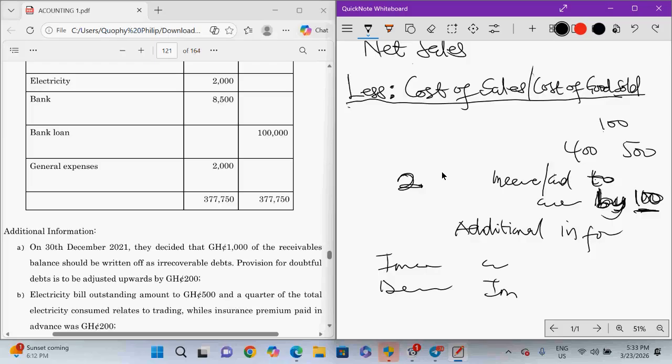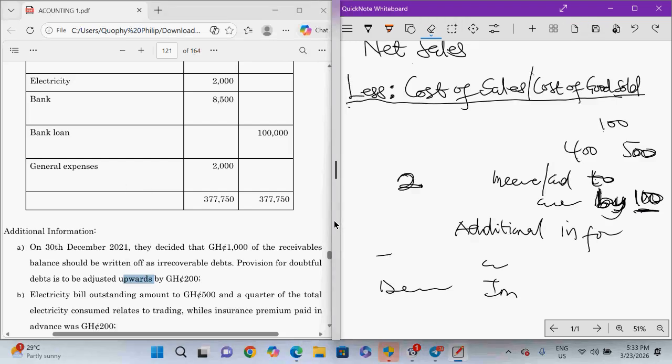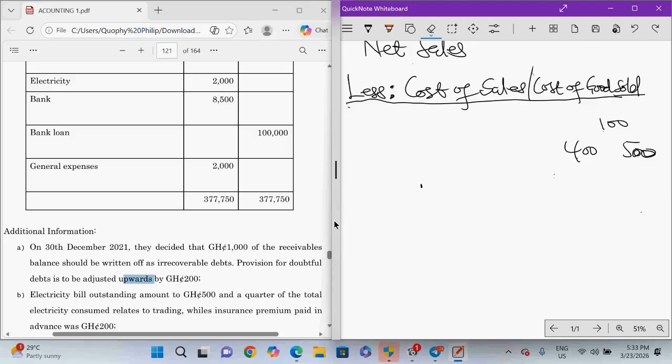But if they say increase to, from 400 to 500, so this question is saying that it is adjusted upwards by, it means this 200 is the difference that we will be looking at, right? Adjusted by. And the statement is adjusted what? Upwards. So is it an increase or a decrease? That's an increase. Because it is adjusted upwards, it's an increase.